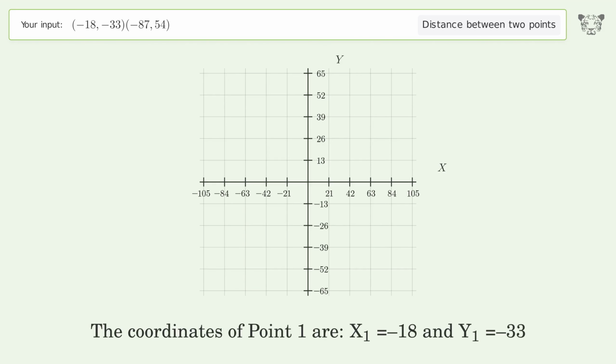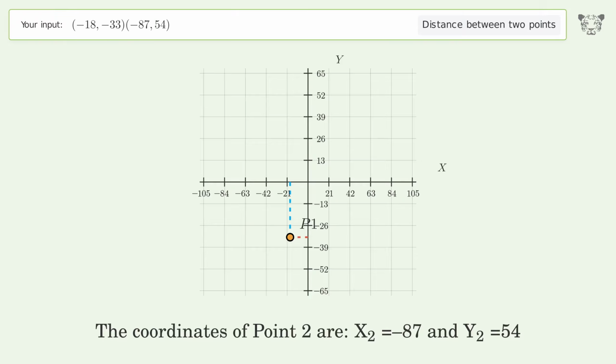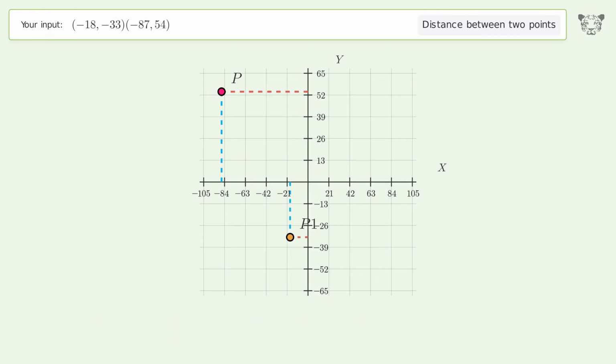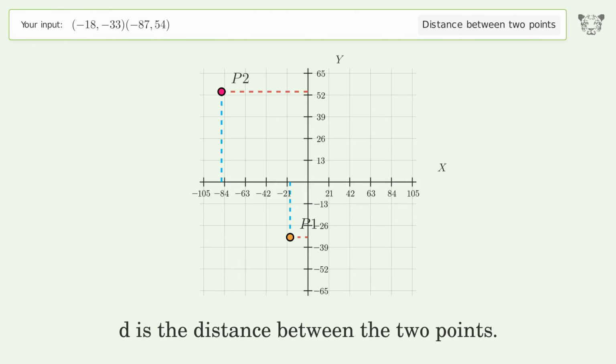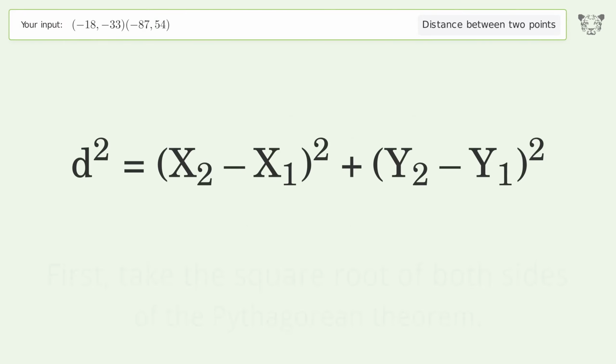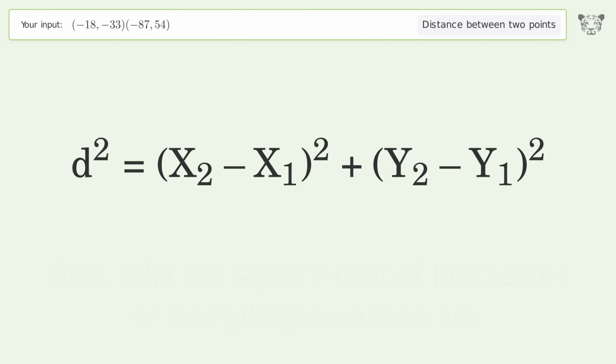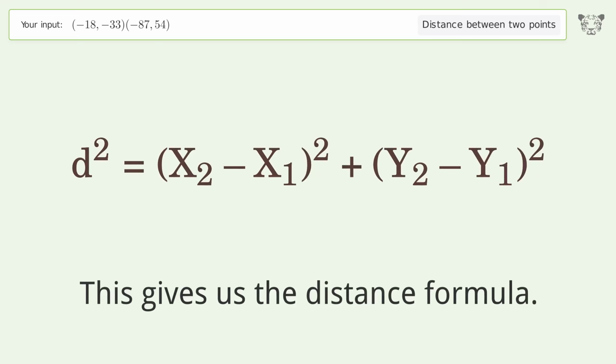The coordinates of point 1 are x1 equals -18 and y1 equals -33. The coordinates of point 2 are x2 equals -87 and y2 equals 54. D is the distance between the 2 points. First, take the square root of both sides of the Pythagorean theorem. This gives us the distance formula.